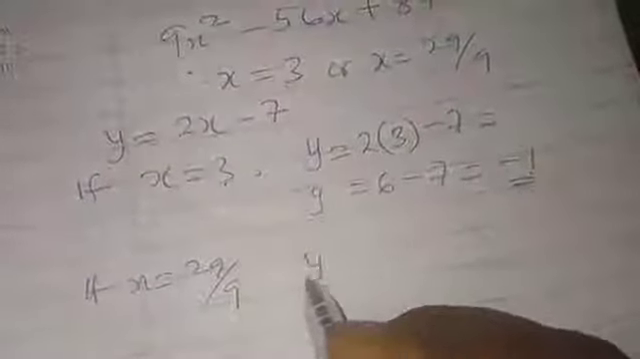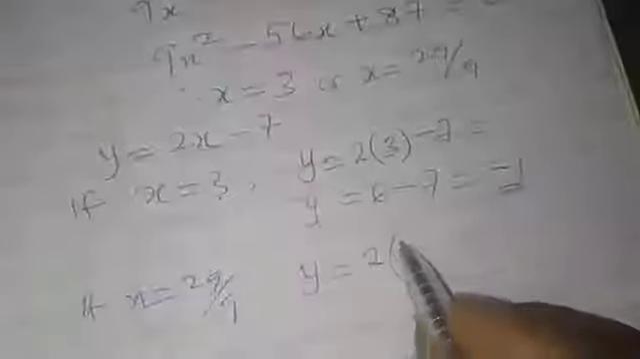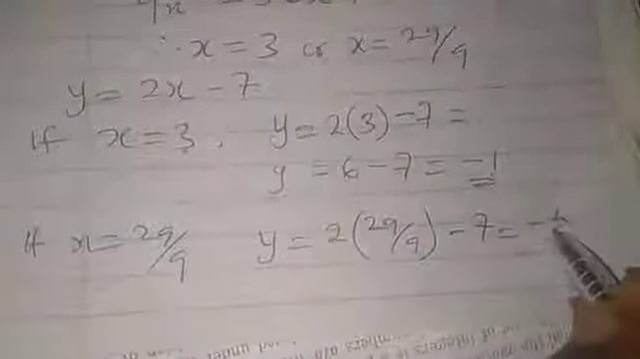Similarly, if x is equal to 29 over 9, then y is equal to 2 times 29 over 9 minus 7. And that will give me minus 5 over 9. So we have found the values. So the solutions are x is equal to 3, y is equal to minus 1, and x is equal to 29 over 9, y is equal to minus 5 over 9. So these are the solutions to this equation.